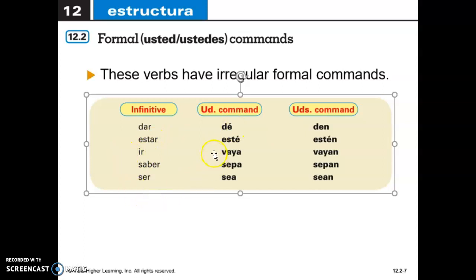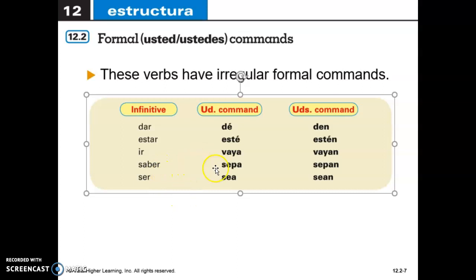Ir, vaya, vayan. I just imagine I'm talking to the parent of one of my students. I'm going to say, vaya a la biblioteca. Go to the library and pick up the ID. For example, vaya a la biblioteca. If it's two parents, vayan a la biblioteca. Go to the library, but of course I'm showing some form of respect in that command that I'm giving.